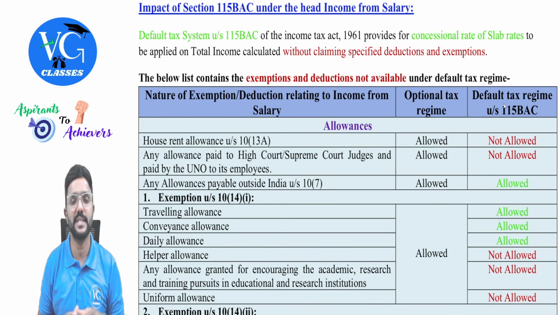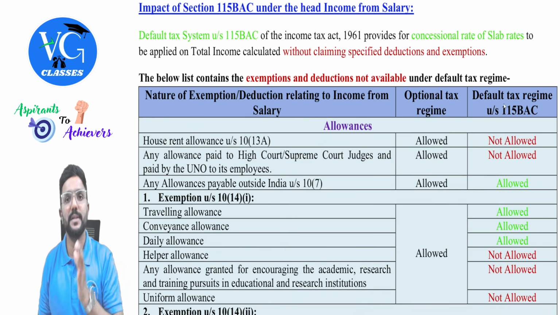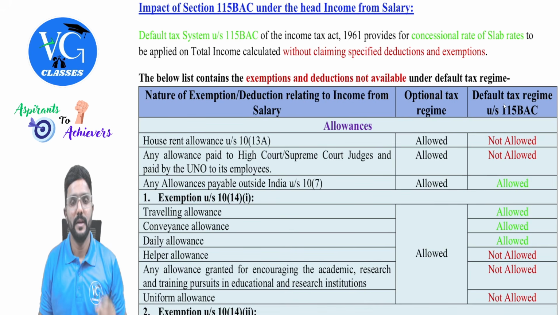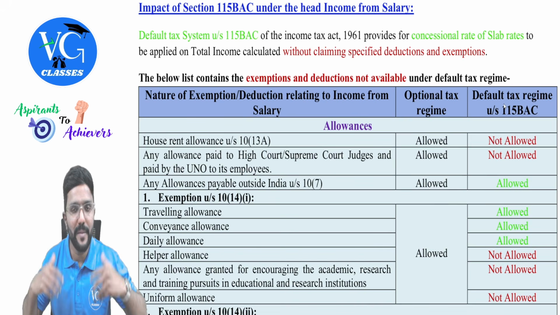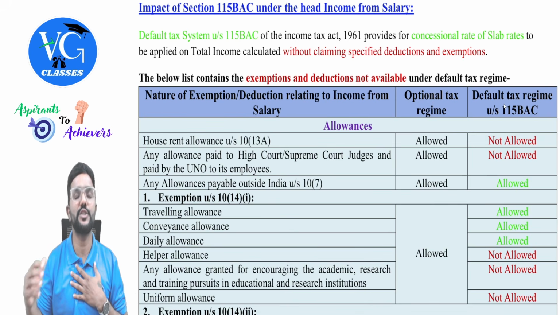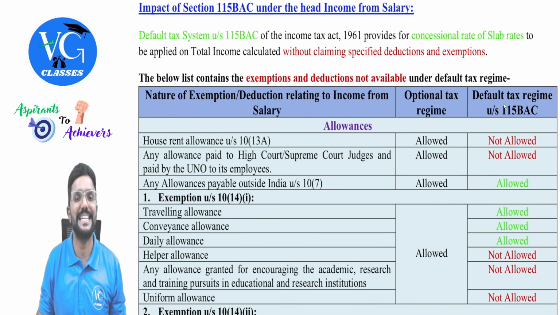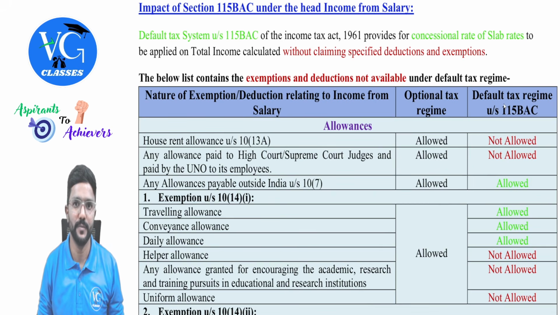Before going through this list, guys, if an employee wants to follow the optional scheme, then he has to intimate the employer. Accordingly, the employer will calculate the total income and tax liability of the employee and deduct TDS under section 192. If the employee doesn't inform anything to the employer, then the employer will assume that the employee wishes to follow the default regime and accordingly make the calculation and deduct the TDS as per section 192.